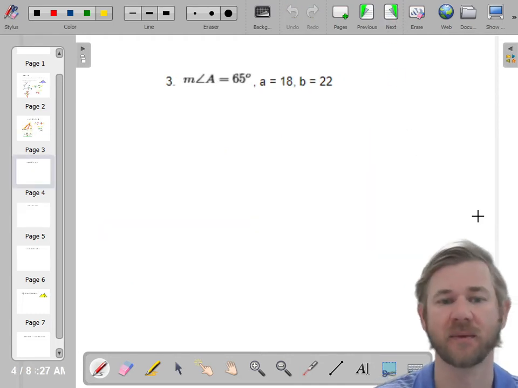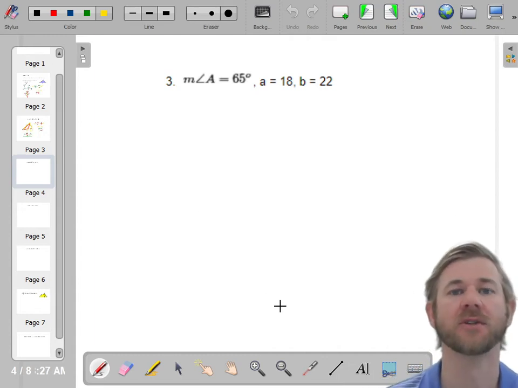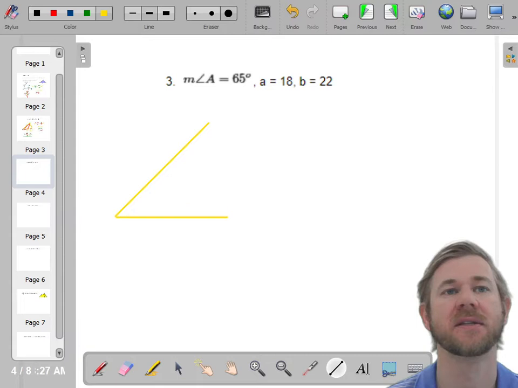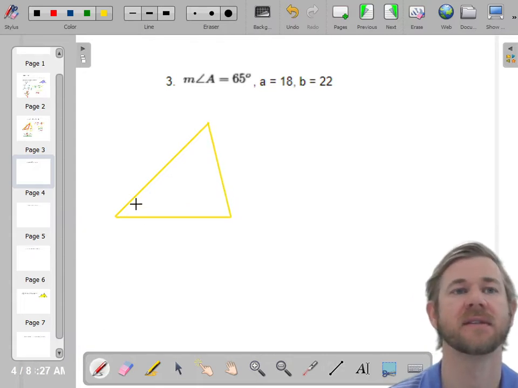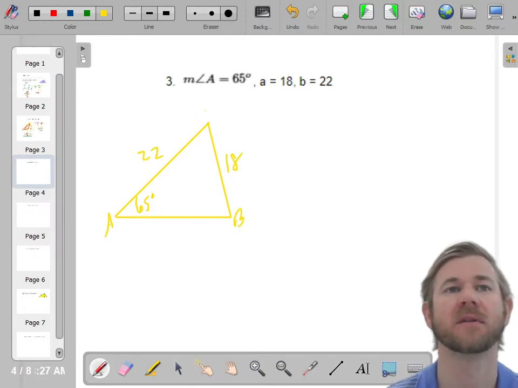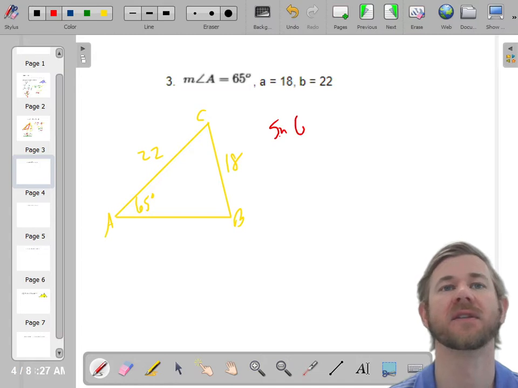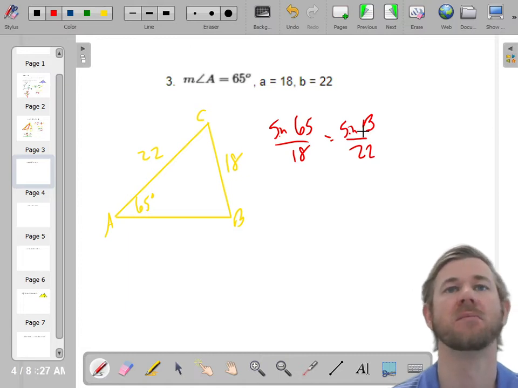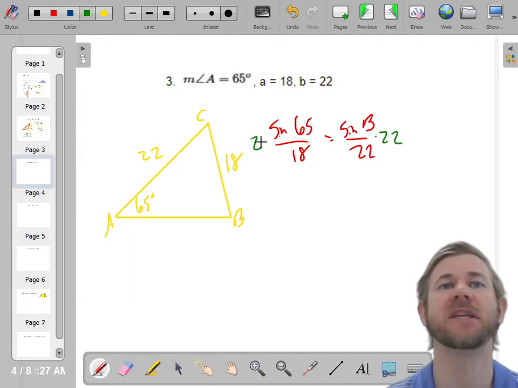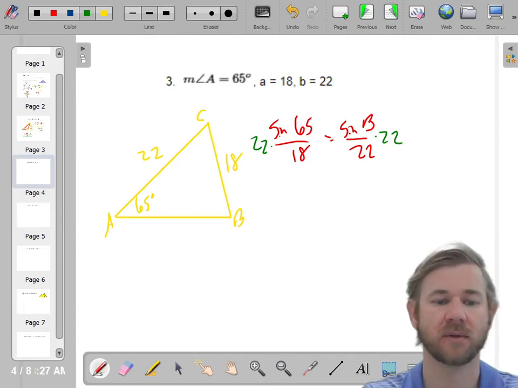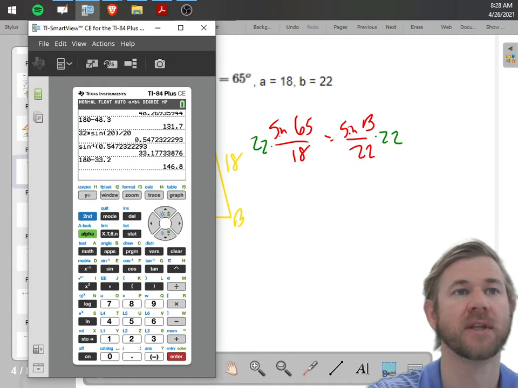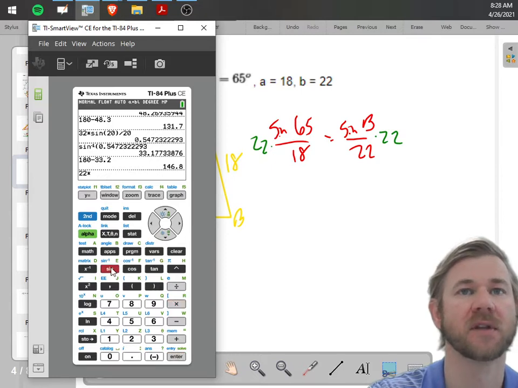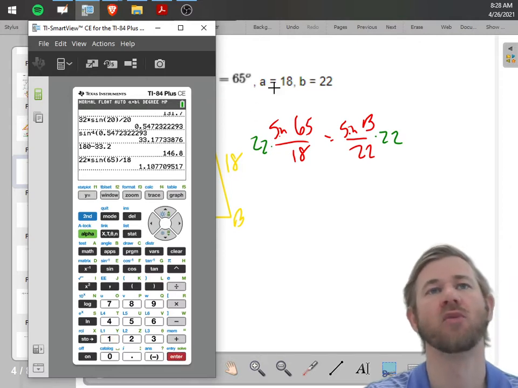Let's try another one. Let's see what else can happen here. So I'll draw this guy. I'll have A, B, C, just like before. A is 65 degrees, little a is 18, little b is 22. We're going to say the sine of 65 over 18 is the sine of B over 22. Multiply both sides by 22 to get the sine of B by itself. So now I will use the calculator to do 22 times the sine of 65 divided by 18. I get 1.11.